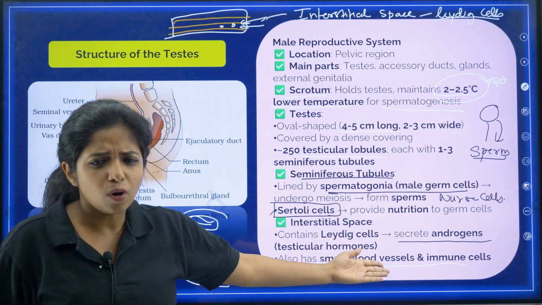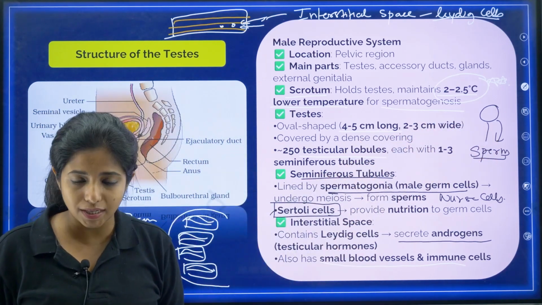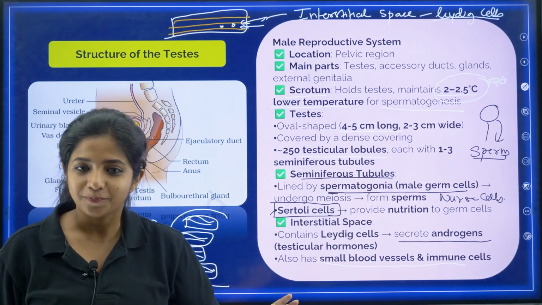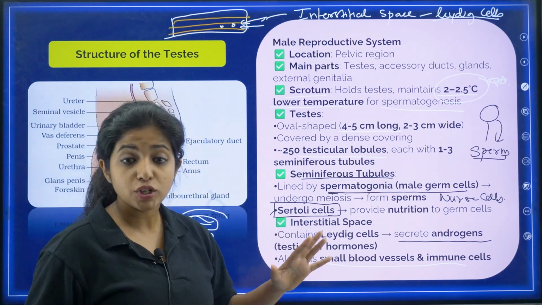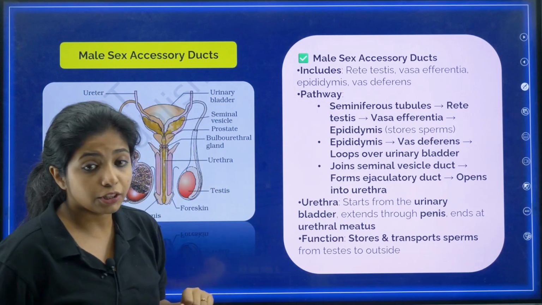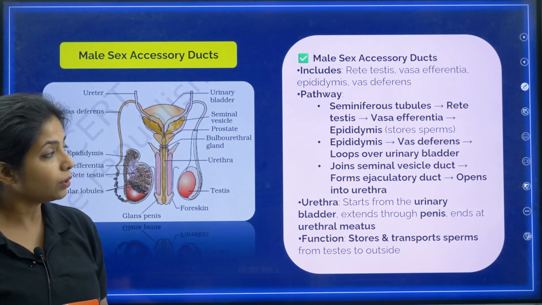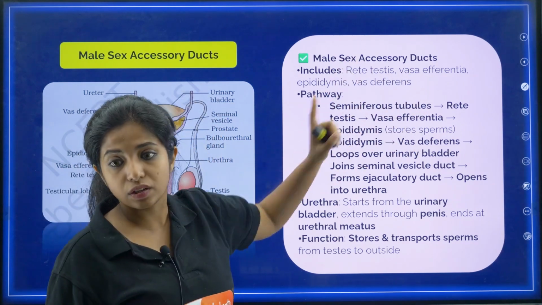Now why do you need hormones over there? Because these hormones are going to play a major role in the process of spermatogenesis. Now apart from that, you have blood vessels and also immune cells right there. Got it? Now going ahead, this is the structure of the testis, which is the primary sex organ. We also have other things such as the male sex accessory ducts. So for that, what do you have? It includes rete testis, vasa efferentia, epididymis and vas deferens, my dear children.